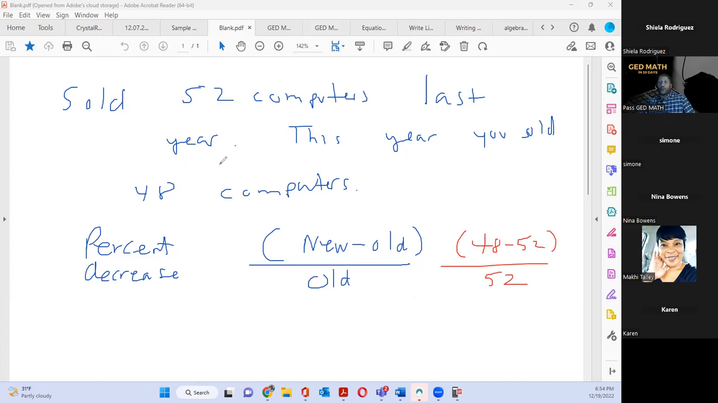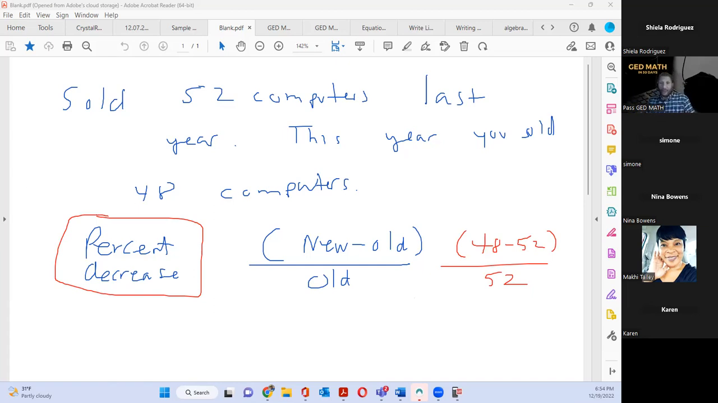What happens is most people do 52 minus 48, but it really doesn't matter which one you do. Why? Because you already know it's a percent decrease. So whether you get a negative number or a positive number, here we're going to get a negative number. But that negative number tells you it's a percent decrease, but we already know it.